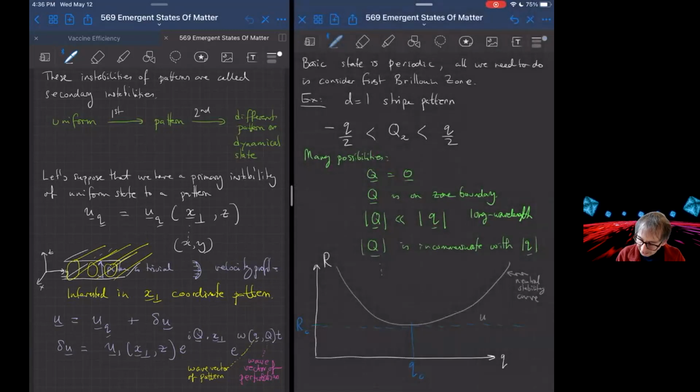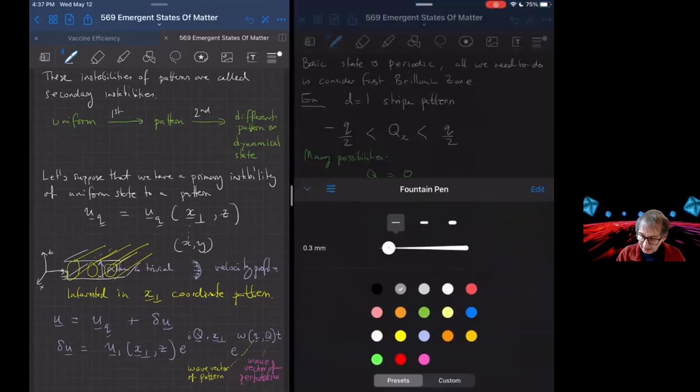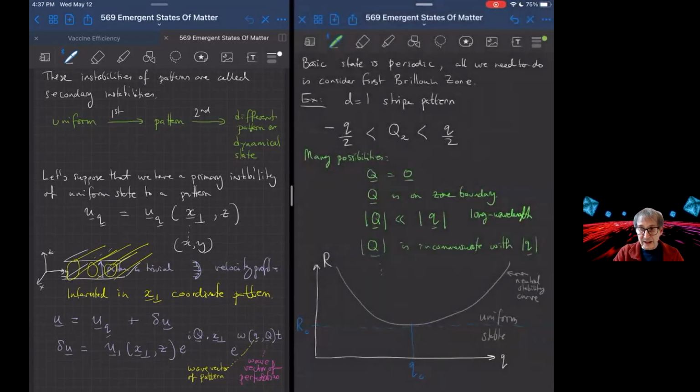Everything below this curve, the uniform state is linearly stable. So let's just say that the uniform state is stable below here. Above this curve, the uniform state is unstable, and it's unstable towards a pattern with wave number q, depending on R.